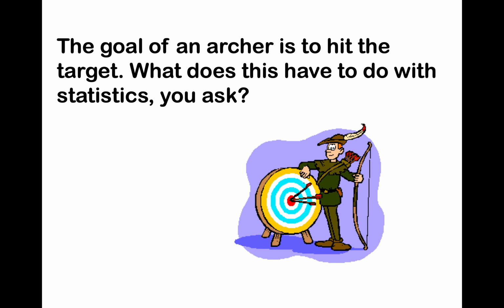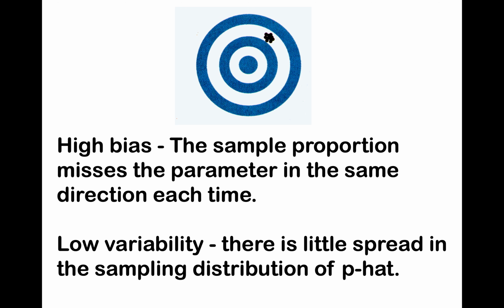So the goal of an archer is to hit the target. What does this have to do with statistics, you ask? Maybe you didn't ask, but I'll tell you anyway. So you could have high bias. Maybe the sample proportion misses the parameter in the same direction each time. So here's the parameter, the true value, and we are hitting up here all the time.